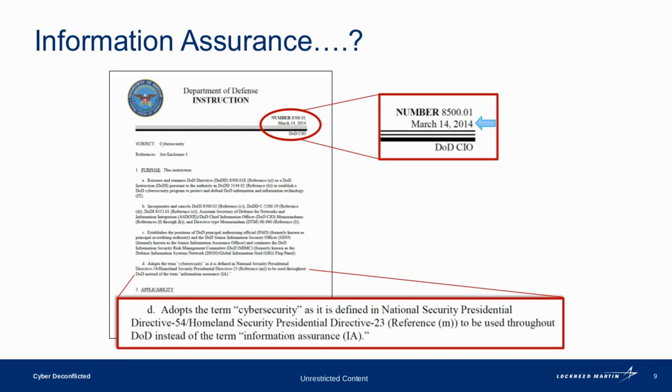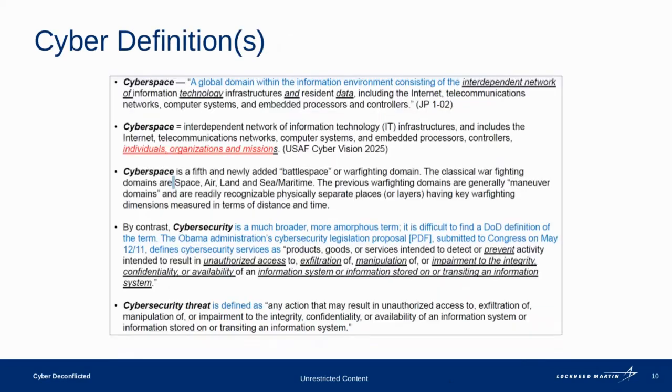Things like information assurance: in 2014 the DoD adopts the term cybersecurity to be used throughout instead of information assurance. But now you have an historically established and understood moniker, information assurance, now being appended with cybersecurity, under which a lot of other things are currently pinned as cybersecurity. So a little bit of extra mud in that water. Different definitions, just a couple examples from this: cyberspace, another one for cyberspace, a third one for cyberspace, and then trying to do the cybersecurity and what a threat actually is.